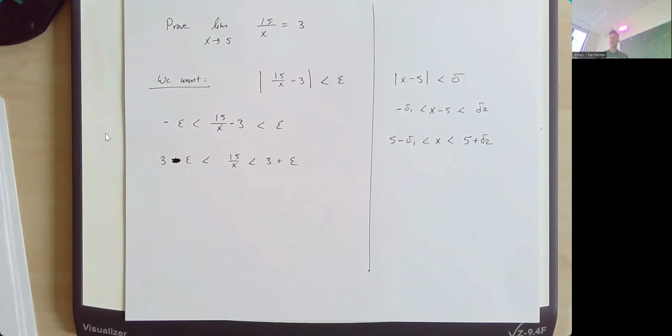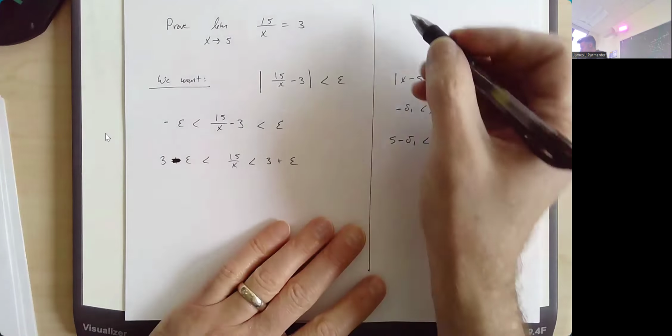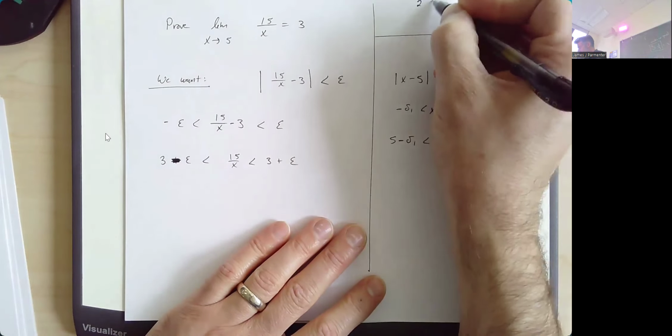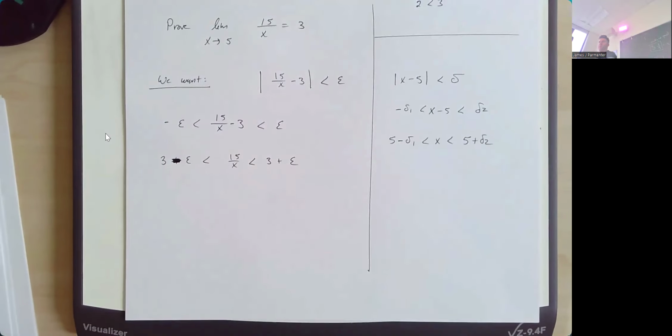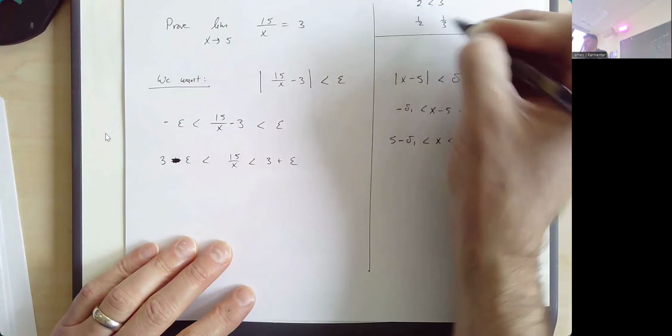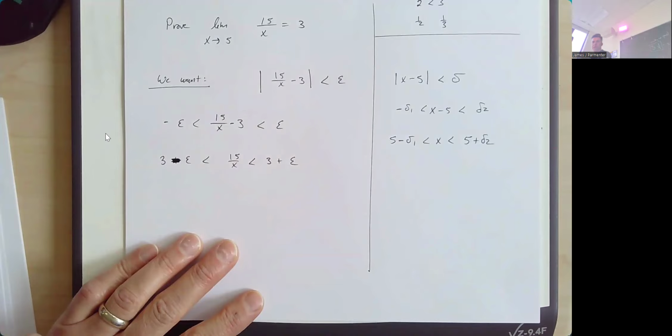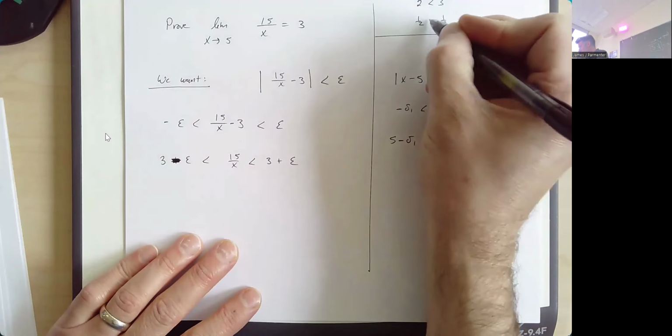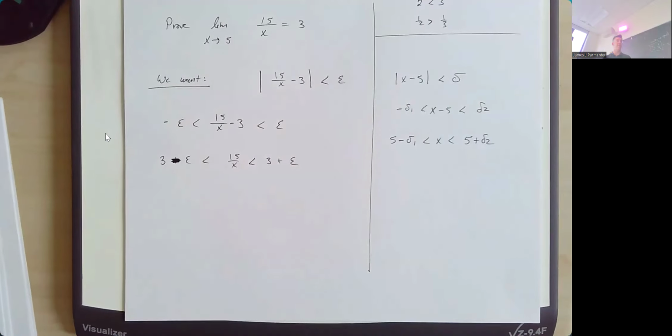The fast way to do the next part is just to take the reciprocal of every side. When you take the reciprocal of things, what happens to the inequality? Good question. 2 is less than 3. If you take the reciprocal of both sides, 1/2 is bigger than 1/3. So just like when you multiply or divide by a negative number, taking the reciprocal of both sides of an inequality changes the direction of the inequality.